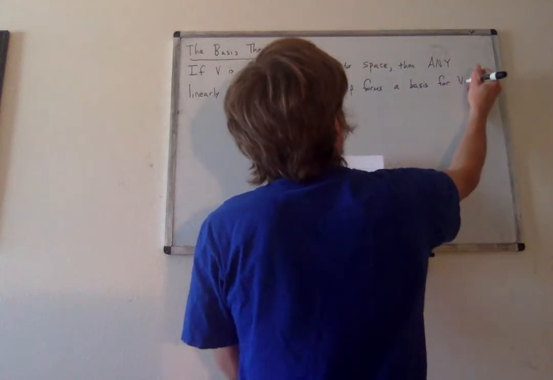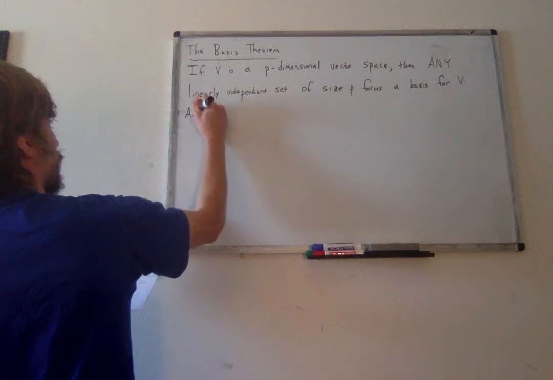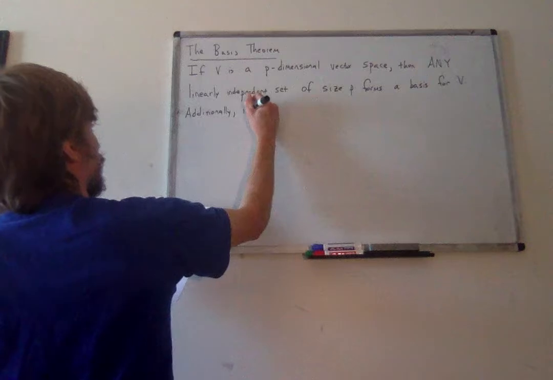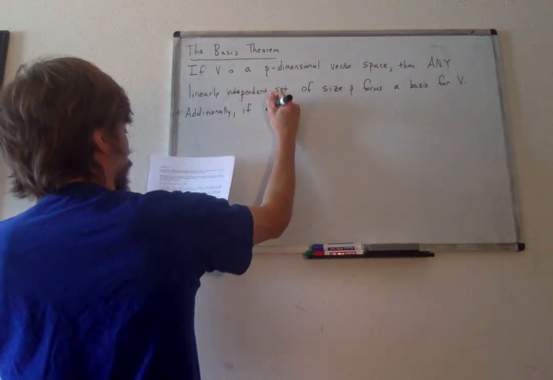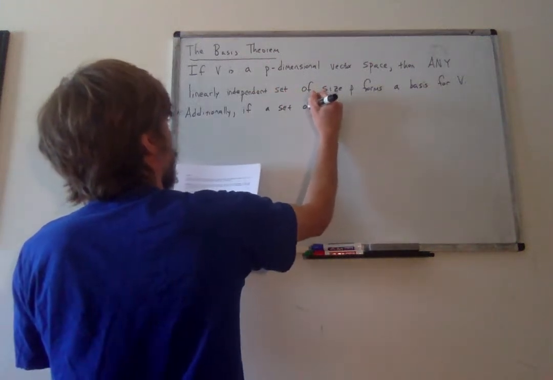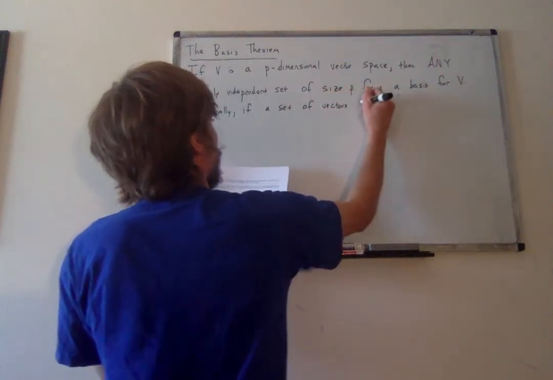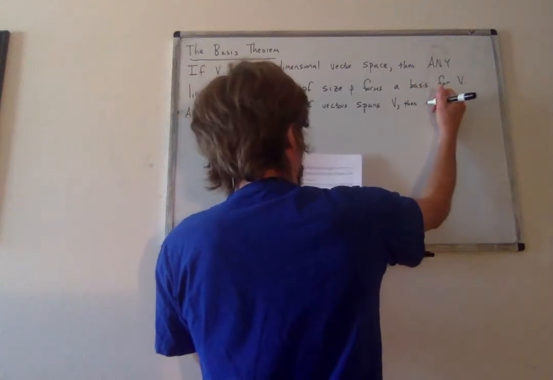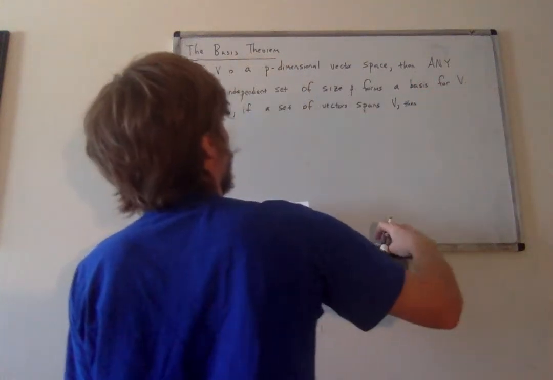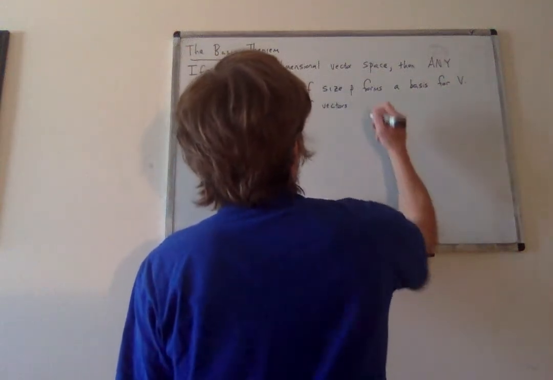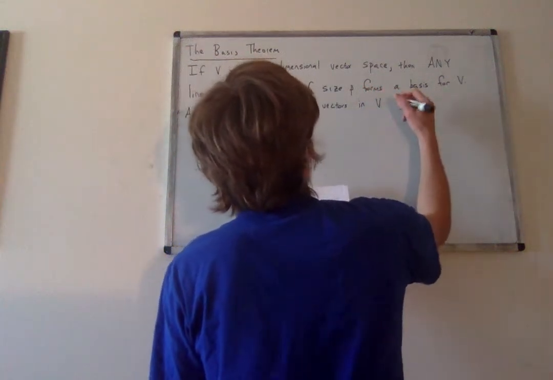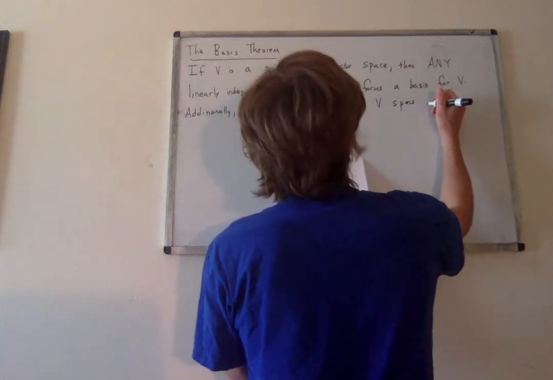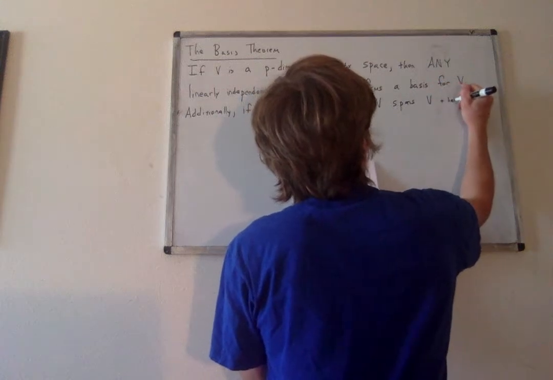Not only that, let's say maybe I didn't know my set was linearly independent. Let's just say I knew that my set of vectors spanned V. A set of vectors in V that spans V, and we'll explain that correction in a second. If a set of vectors in V spans V, then it must be a basis.